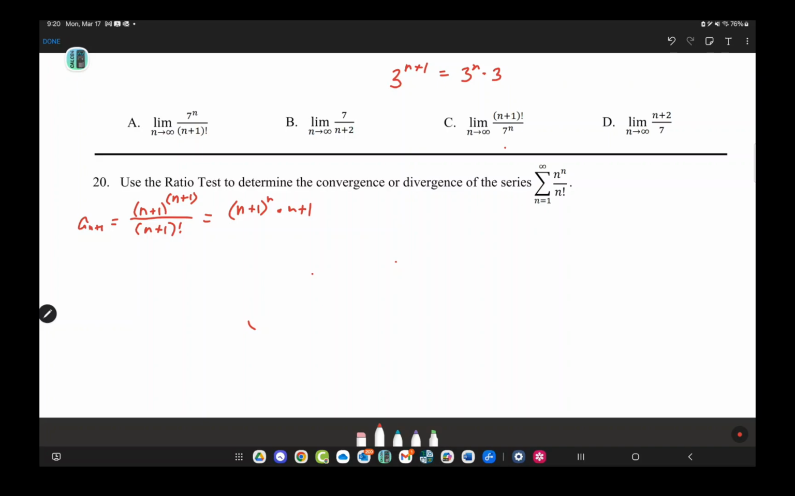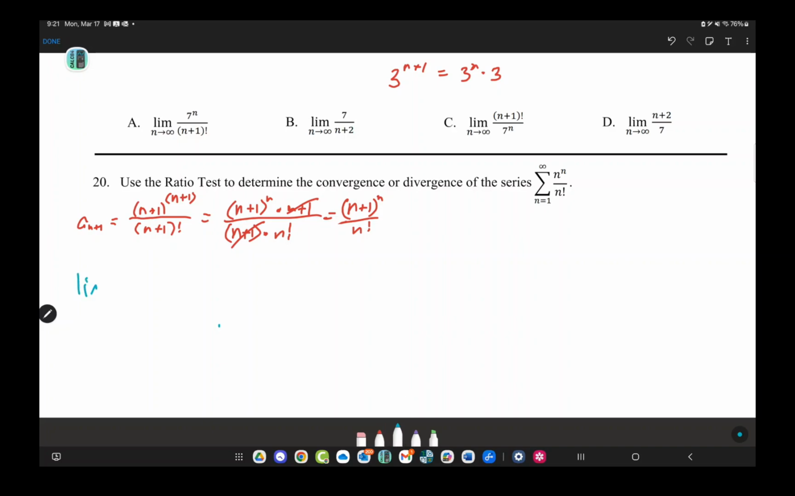All right? And then on the bottom, you're going to have what? (n+1) times n factorial. Now, the nice thing is n+1 and n+1 will cancel. So (n+1)^n over n factorial. Any questions on that part?